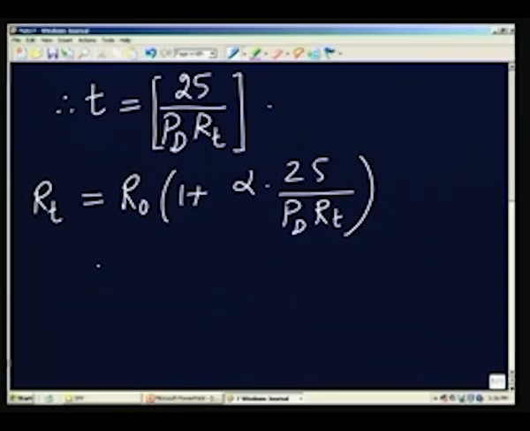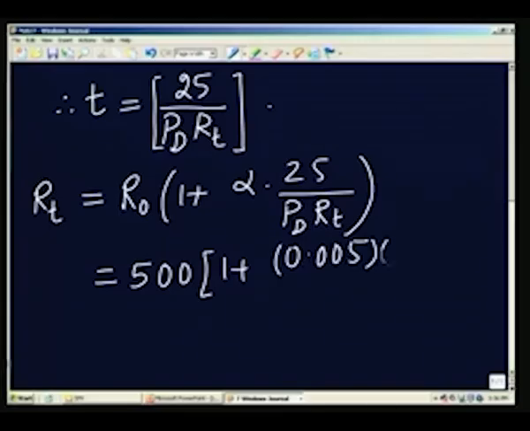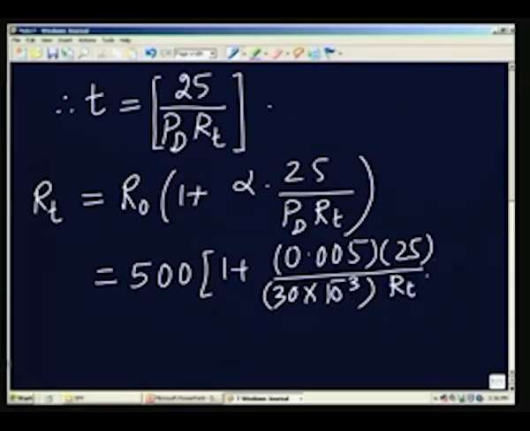So, I can substitute the values here, and what I want to know is, from this equation I have to find out the value of RT. It will come out to be a quadratic equation, and let me just put the values here. R naught is given as 500, so 500 into 1 plus 0.005 into 25 divided by 30 into 10 to the power of minus 3, because it is given in milliwatts, multiplied by RT, which is not yet known. RT equals 500 into 1 plus 0.005 into 25 divided by 30 into 10 to the power of minus 3 into RT.